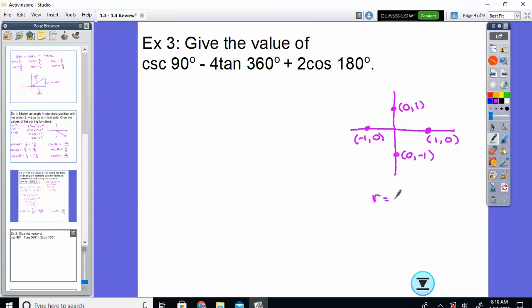And the benefit of these, all of them have the exact same r. What does r turn out to be every time? 1. So now these, it's just a matter of the definitions. So we've already written down our definitions. What was the definition of cosecant?